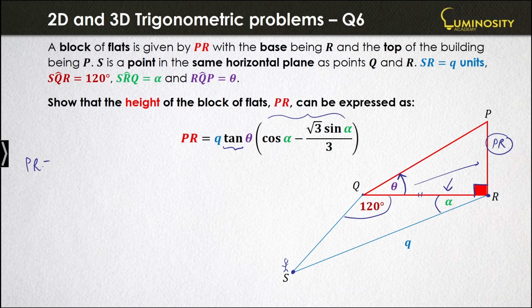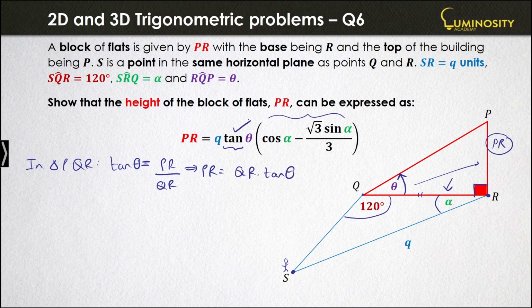So the length PR, we want to work that out. First of all, in triangle PQR, tan of theta is opposite PR over adjacent QR. So I have an expression for PR now: it is QR times tan of theta, which is great because we've already got a tan theta. If we can show that QR is exactly q times this entire trig expression, then we're done.